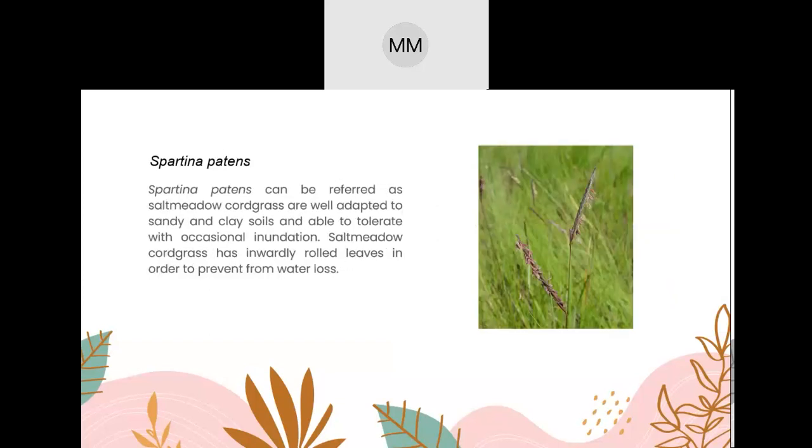The third one is Spartina patens. Spartina patens, also referred to as salt meadow cord grass, is well adapted to sandy and clay soil and able to tolerate occasional inundation. Salt meadow cord grass has inwardly rolled leaves in order to prevent water loss.